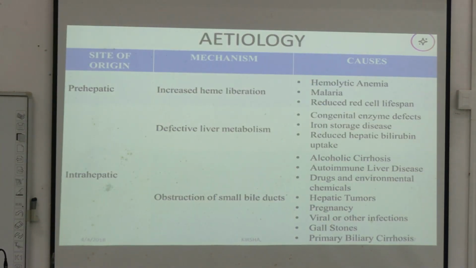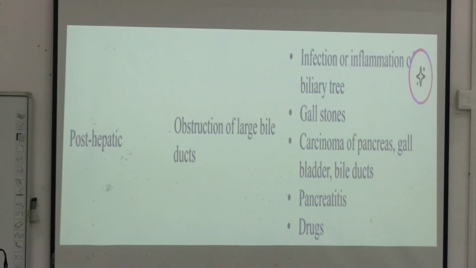Now the etiology. Etiology of prehepatic jaundice: increased heme liberation and defective liver metabolism. Hemolytic anemia, malaria, reduced red cell lifespan, congenital enzyme defect, iron storage disease, reduced hepatic bilirubin uptake, alcoholic liver disease, and intrahepatic obstruction of small bile duct. Example, hepatic tumors, pregnancy. Posthepatic is obstruction of large bile duct. So gallstone, carcinoma of pancreas, gallbladder, bile duct, pancreatitis, grafts.